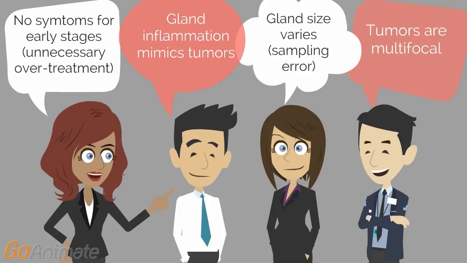Gland size also varies among individuals. Significant sampling error may occur in men with large glands, and more biopsies may be needed under these circumstances. PSA levels are higher in men with larger prostate glands. The PSA density is sometimes used for men with large prostate glands to try to adjust for this. Prostate tumors are multifocal, meaning that they can be in more than one area.